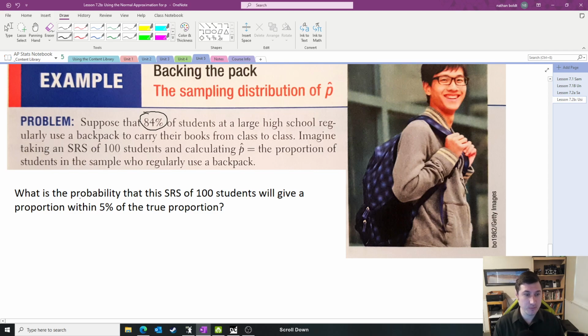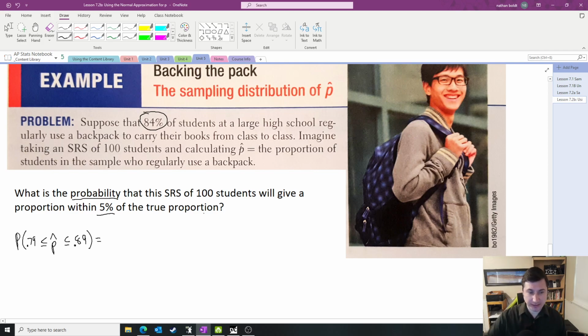So I want to know, what is the probability that that SRS of 100 will give us a proportion within 5% of the true proportion. So I want to know the probability that this p hat from our sample is within 5%. So that's all the way down to 79% and all the way up to 89%. What are the chances there?